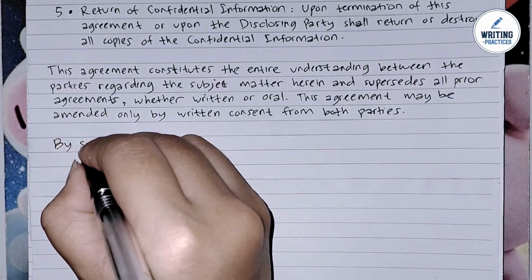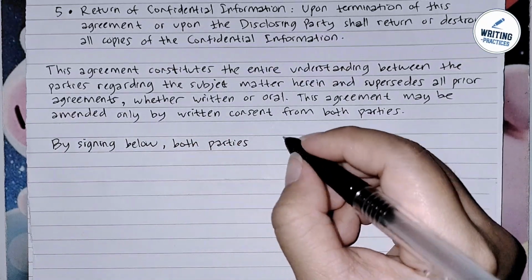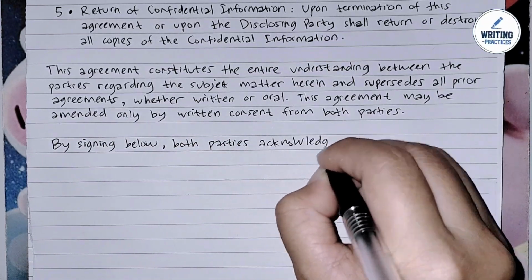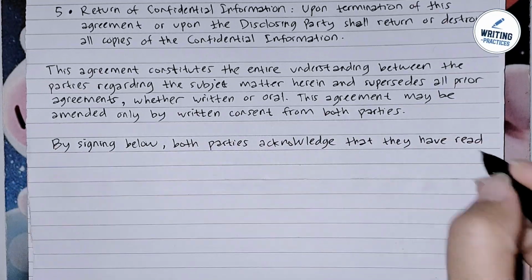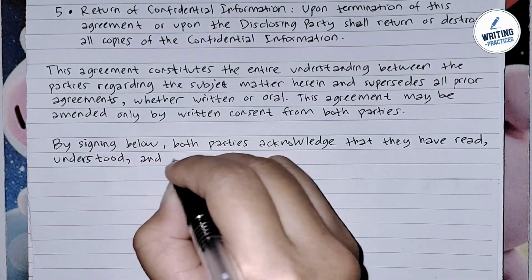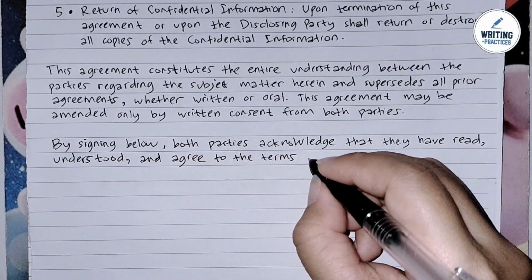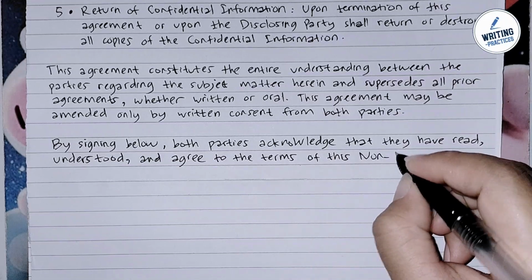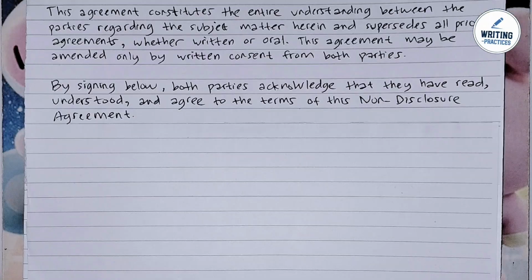In the last paragraph, it is about acknowledgement and signature. It provides spaces for both parties to sign the agreement, signifying that they have read, understood, and agreed to the terms. It is obviously because the signatures make the agreement legally binding. And before that, you may write it this way. By signing below, both parties acknowledge that they have read, understood, and agree to the terms of this non-disclosure agreement.